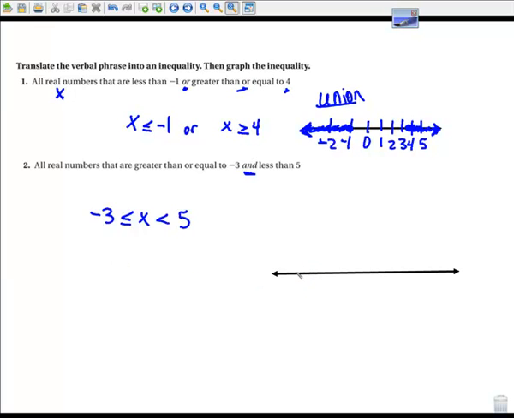So I have to go -3 to +5. My -3 does get a closed circle. My +5 gets an open circle, and I'm shading in between. So there you have it.